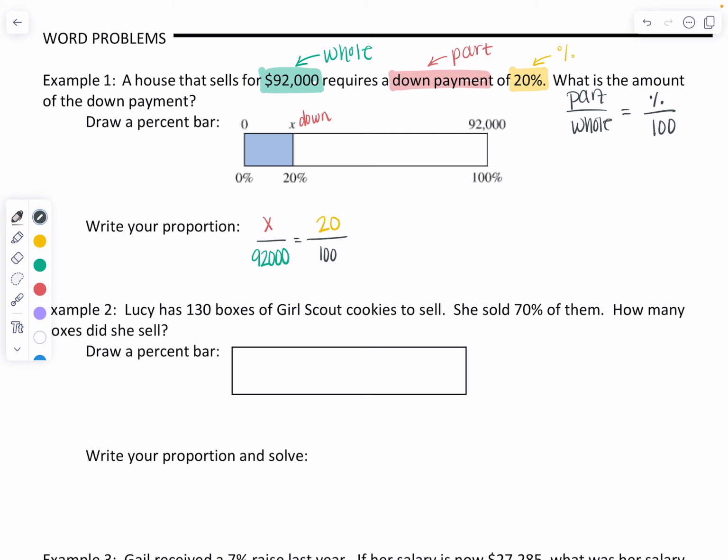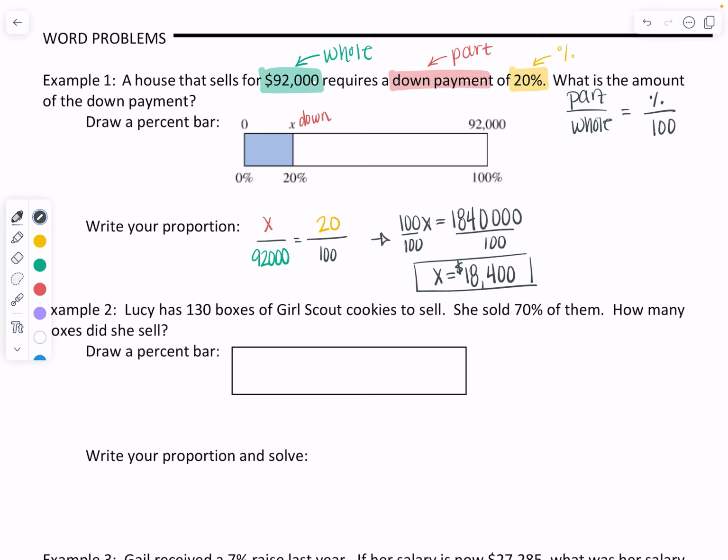And so I'm going to cross multiply, which is going to give me 100x equals 1,840,000, and then divide by 100. And I will get an X value of $18,400. And so the down payment that is required for this is $18,400, and that is 20% of $92,000.